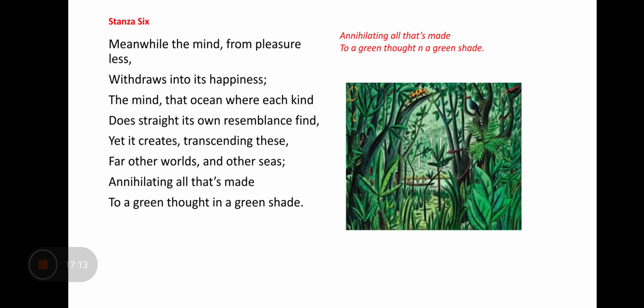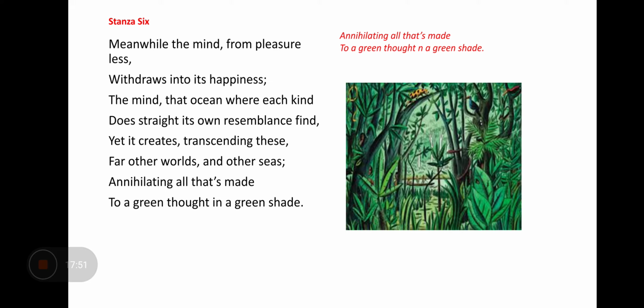Due to the rise of pollution, there are so many diseases spreading throughout the world. So we have to lead a life which is eco-friendly. An eco-friendly life is what we need nowadays. So the poet in this stanza also tells us about the capacity of the mind, how the mind creates, how the mind is very creative. Meanwhile, the mind from pleasure's less withdraws into its happiness.